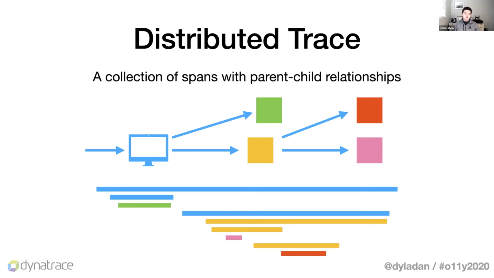And that's because each request has the client span, which is the outgoing request, and the server span, which is the incoming request on the other side. So you can see in the first part of the Gantt chart there, you have the little blue line, which is the outgoing request, and the little green line, which is the incoming request on the green service.